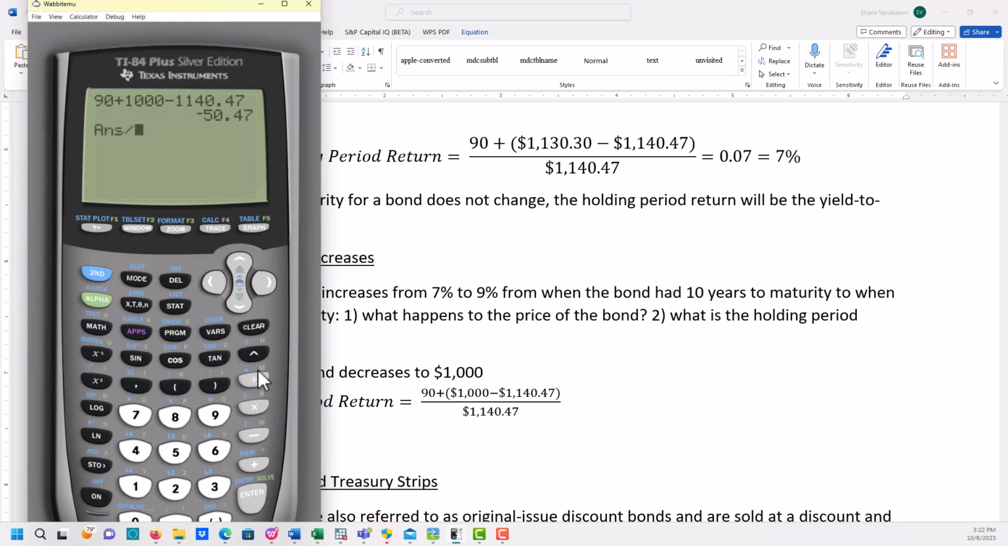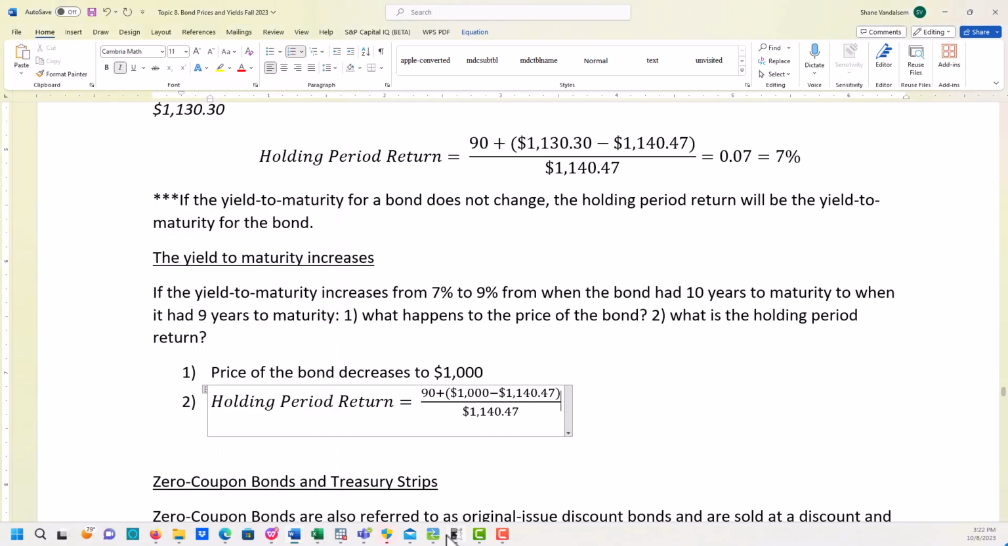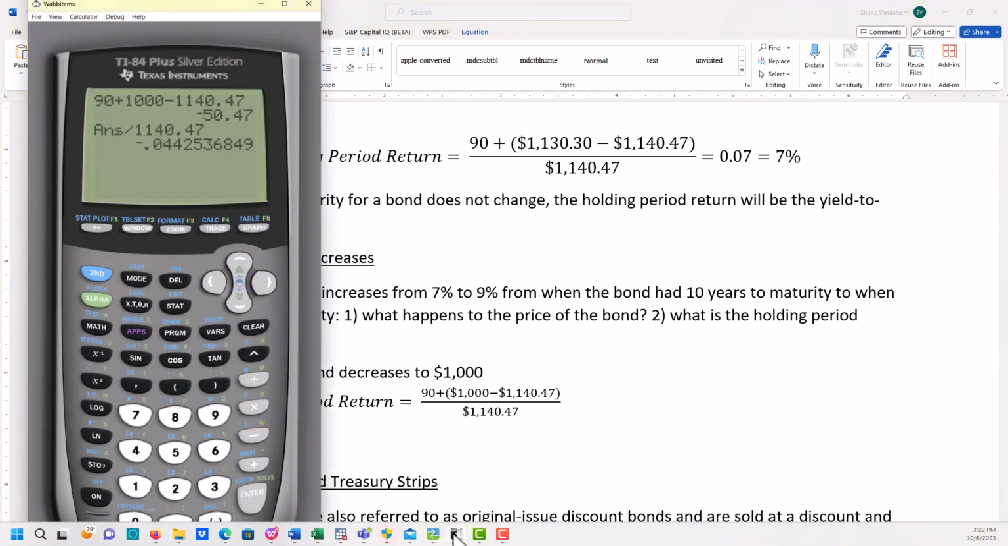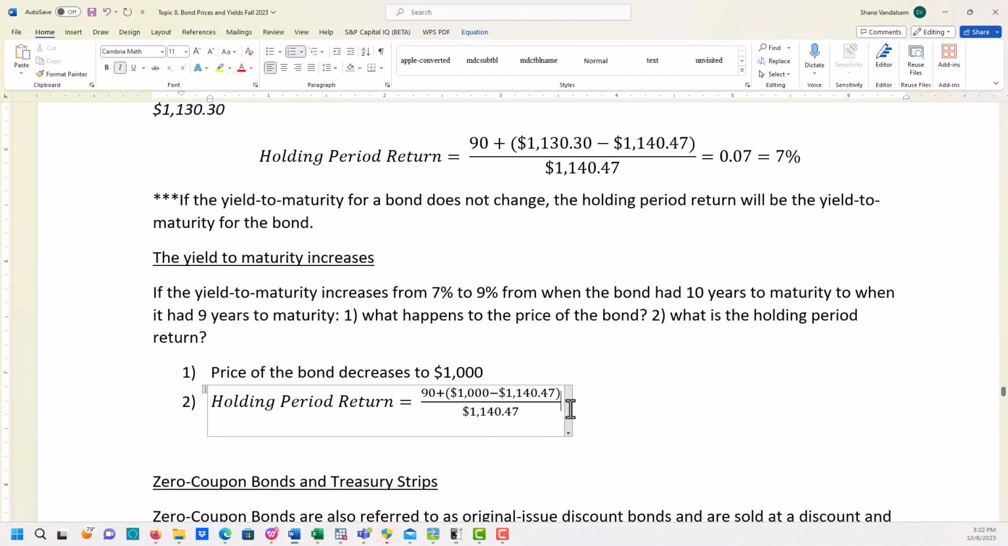And then I'm going to divide that answer by the 1140.47 to get my percentage return for the year, which was, oops, sorry about that, which is negative 4.43%. Okay, negative 4.43%.